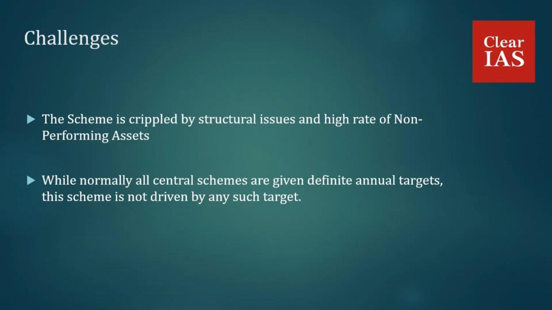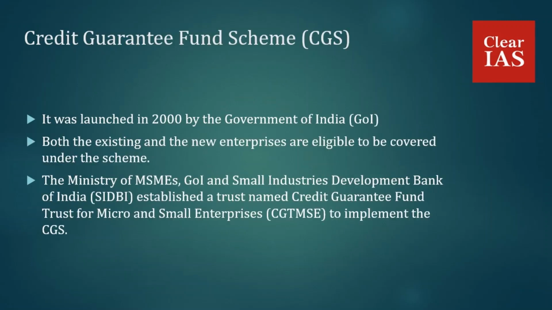And guys, there is another scheme called the Credit Guarantee Fund Scheme that is also for micro and small enterprises. So we will discuss a few points about that scheme also in this session. The Credit Guarantee Fund Scheme was launched in 2000 by the Government of India to make available collateral-free credit to the micro and small enterprise sector. Both existing and new enterprises are eligible to be covered under this scheme. So that is a key point.